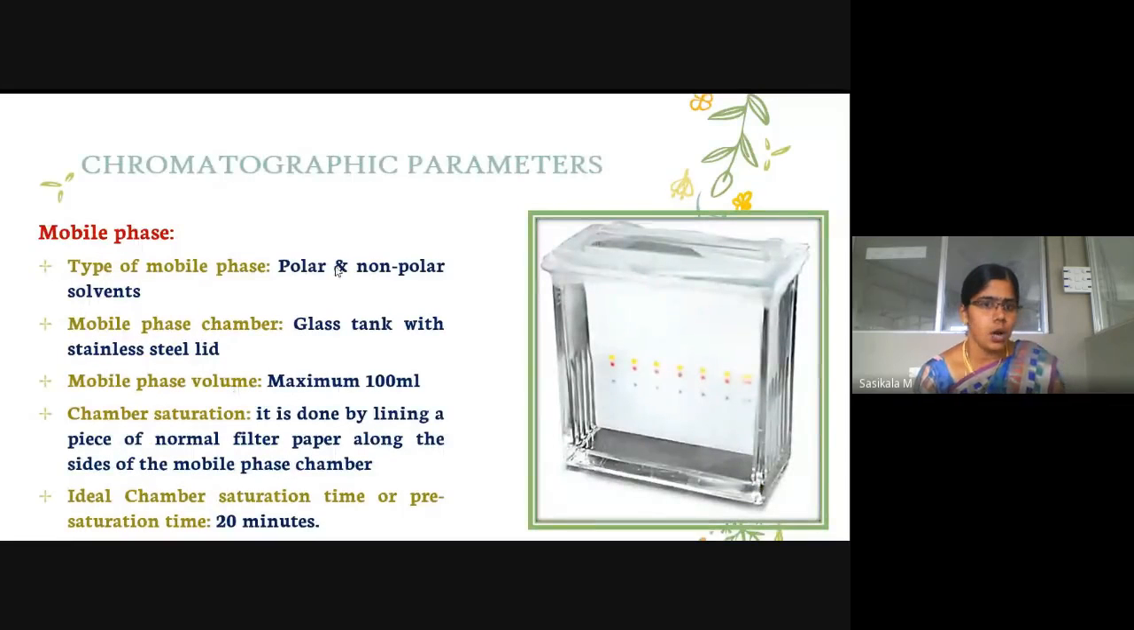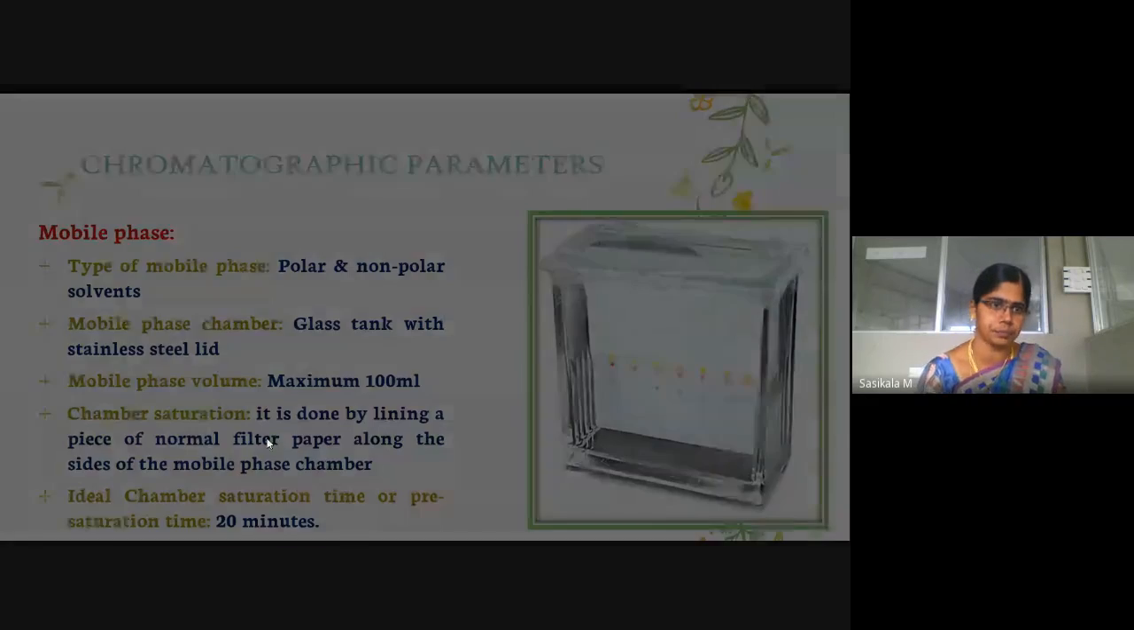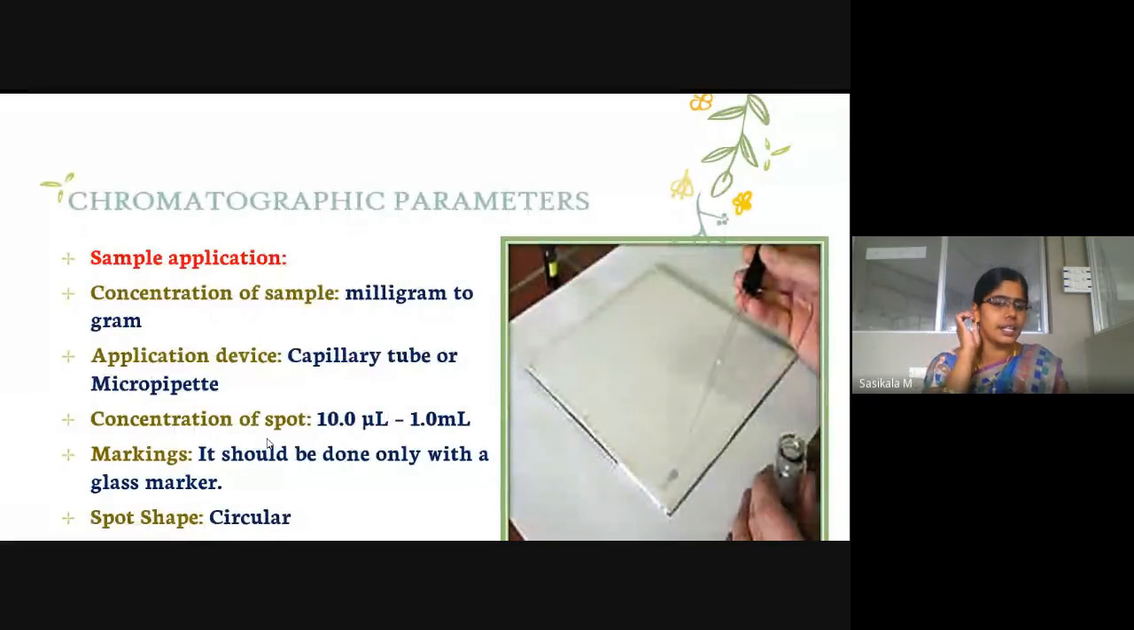The mobile phase is also the same. Here we are using a glass tank; there only glass beakers are used in TLC. Their volume is 10 ml, here 100 ml. Saturation time is also the same. So the comparison and differences will be there. If you read comparatively, you will get a very clear idea about TLC and PTLC.